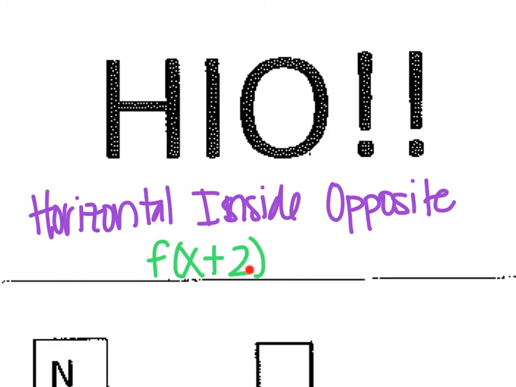So instead of plus, we're going to be doing something with minus, and it's horizontal, so that tells us it's going to actually move to the left 2 units. That's what this plus 2 means.